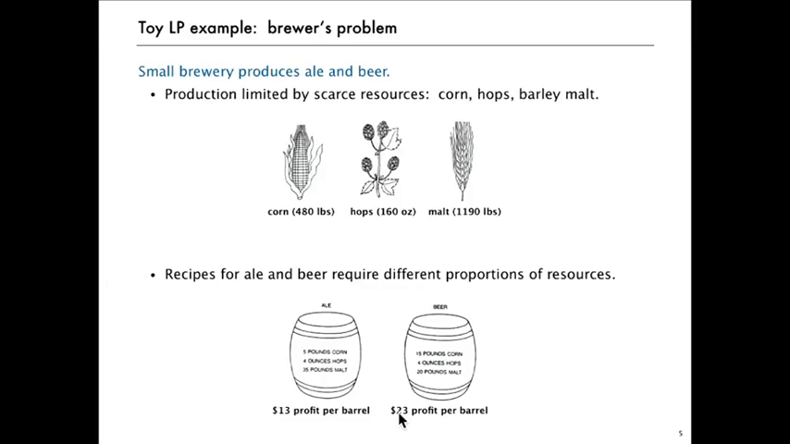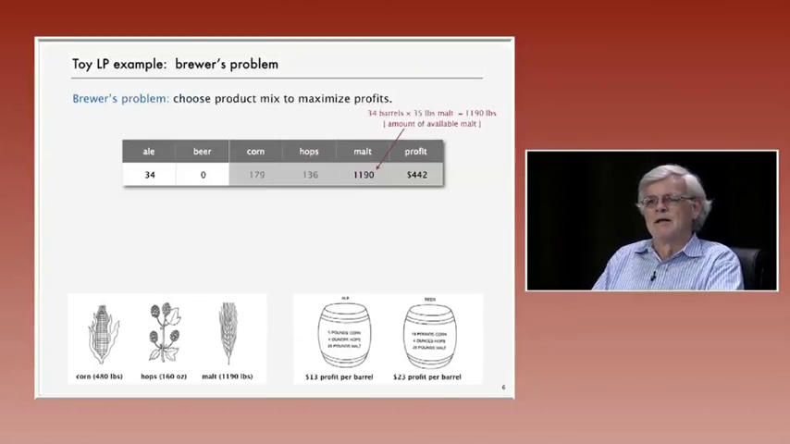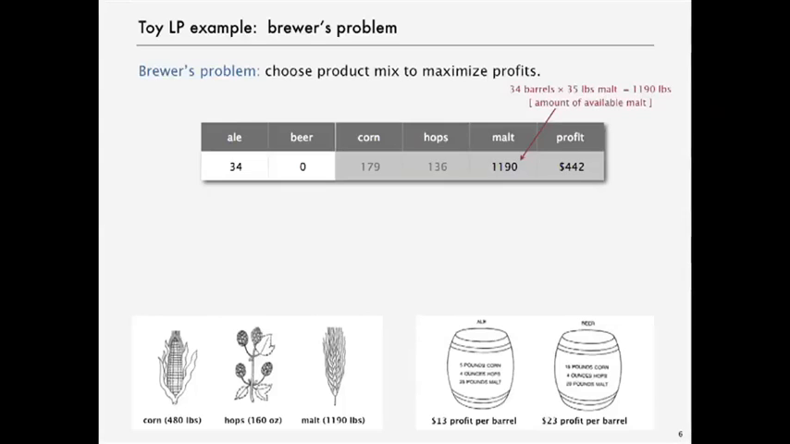So the brewer's problem is, what do we do? How much ale and how much beer should we make? So the situation is that depending on how much ale or how much beer you make, you have different amount of profit. So let's say someone says, well, let's make it all out of ale.